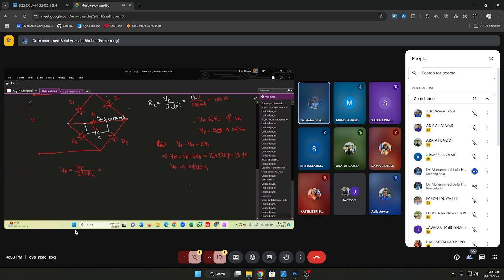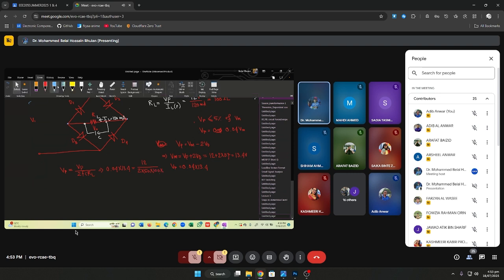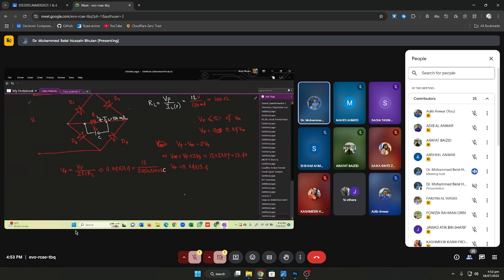So, VP is 12 volt, so I can write 0.04 times 13.4 equals VP, which is 12, divided by 2 times 50 times C times RL, which we found to be 100. Now I can determine C. What is the value of C? That's it. Very simple problem.